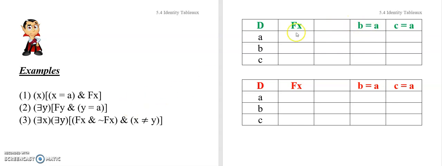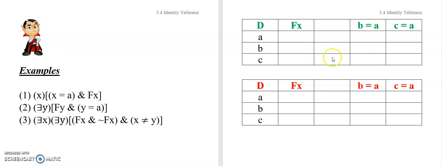Now, what we do need to know, though, is since there's at least one thing in there, so either a has to be this way, B has to be this way, or C has to be this way, or possibly some combination of them. So we've got B is identical with A, and we've got C is identical with A here. So that's the basic sort of setup.